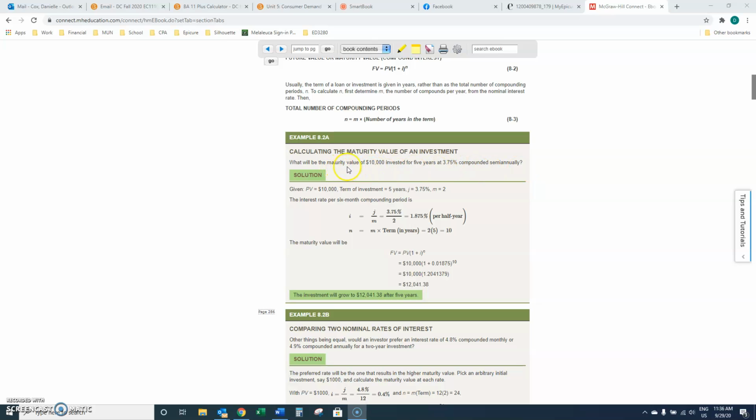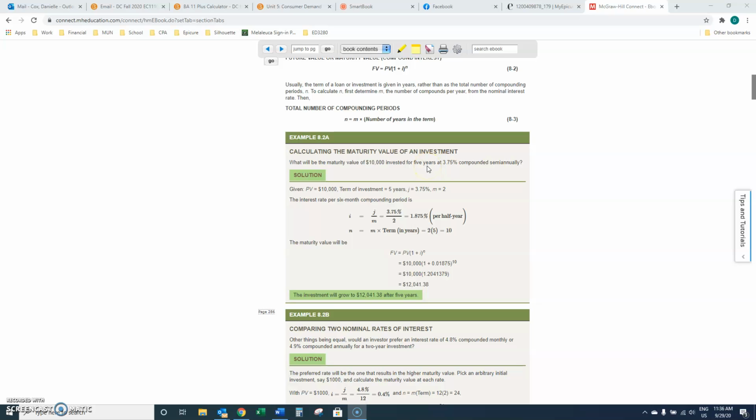So we're looking for the maturity value, so that's in the future. So we're looking for future value, which means we have to input values for all the other variables. So the 10,000 is going to be your present value. So 10,000 and then hit PV.